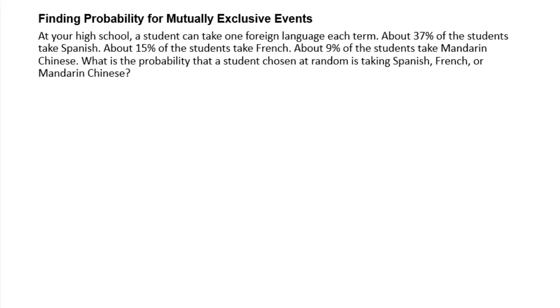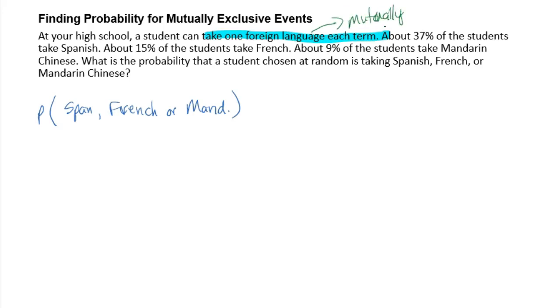At your high school, a student can take one foreign language each term. About 37% of the students take Spanish, 15% take French, and about 9% take Mandarin Chinese. What is the probability that a student chosen at random takes Spanish, French, or Mandarin Chinese? Since they only can take one foreign language each term, that means that these must be mutually exclusive.